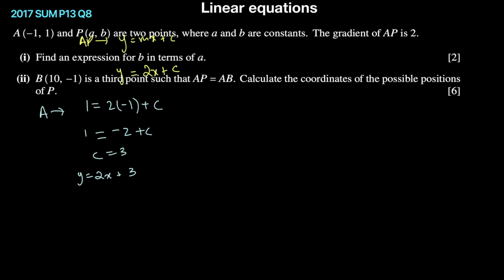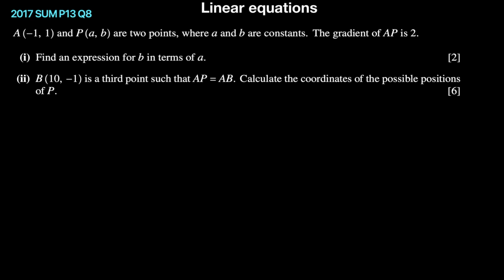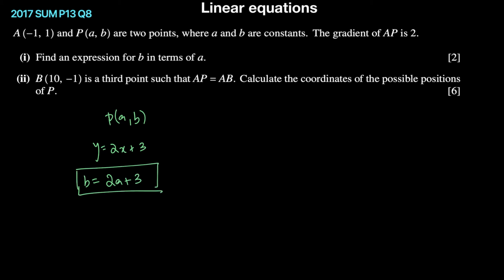Now, considering the fact that the point P has the coordinates a comma b, and it lies on this line y is equal to 2x plus 3, what that means is that when x is equal to a, y is equal to b. So now we have b is equal to 2a plus 3. And this is an expression for b in terms of a. So here we have b as the subject, and hence b is equal to 2a plus 3.